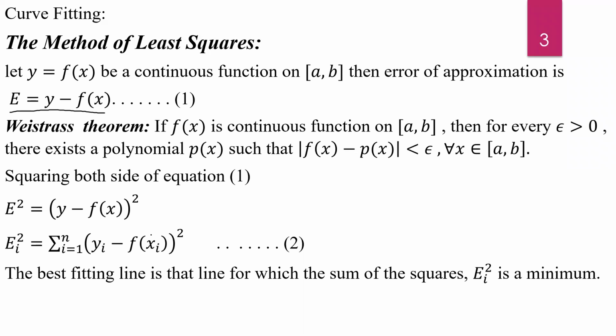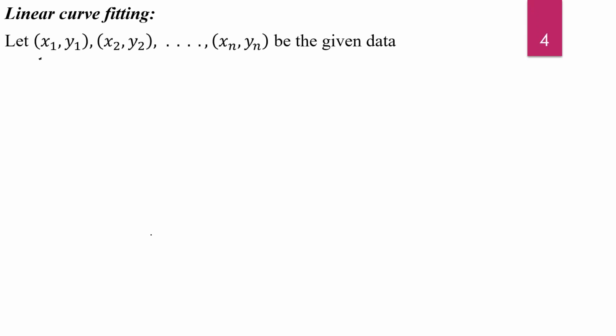Now let us see the linear curve fitting. Linear curve fitting means a straight line. What is the process? Let we have the data x1, y1, x2, y2, up to xn, yn. From this given data, we find out the nature of the curve. So first, we identify the least square approximation.